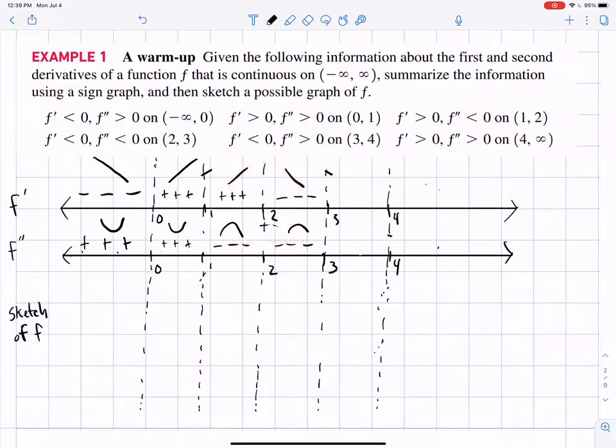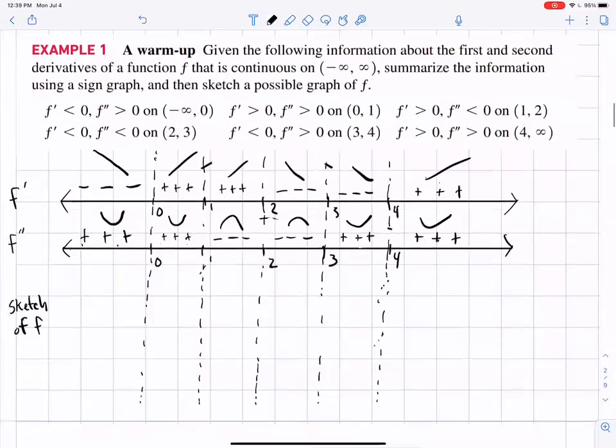And then f prime is negative here, but positive here. So it's down and concave up. And then finally, it's positive, positive, positive, positive, positive, positive. And so it's going to be increasing and concave up. So now putting all this together, we can sketch a possible graph that's continuous.